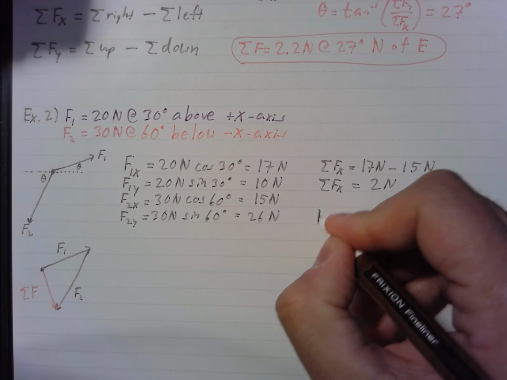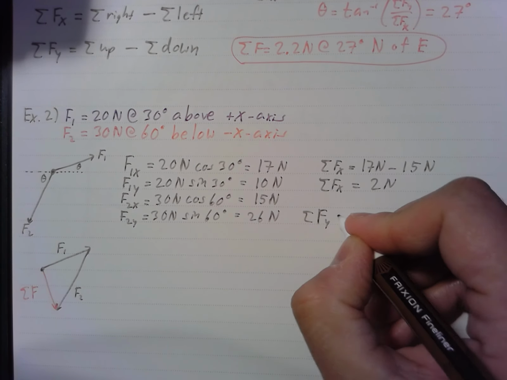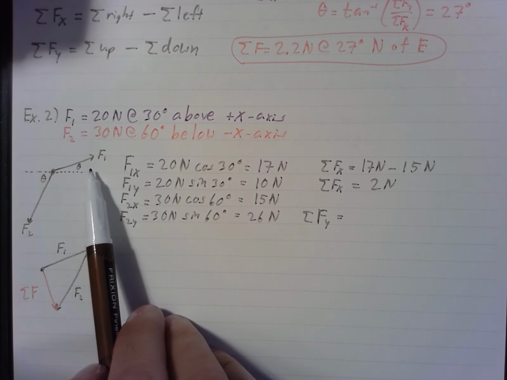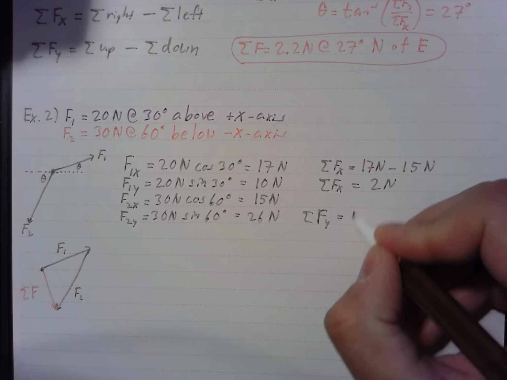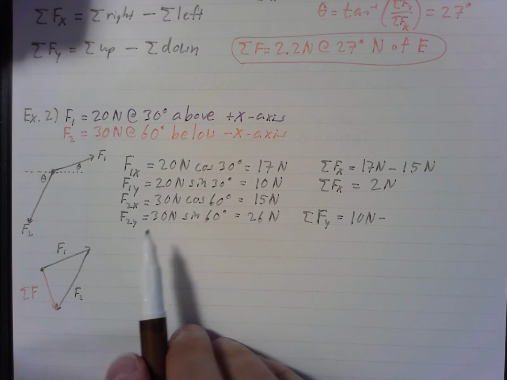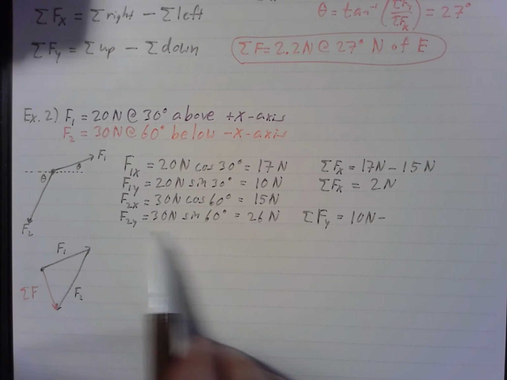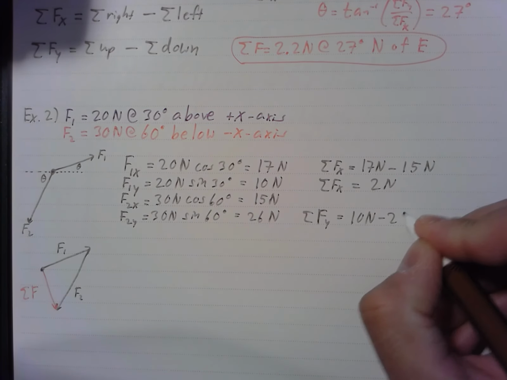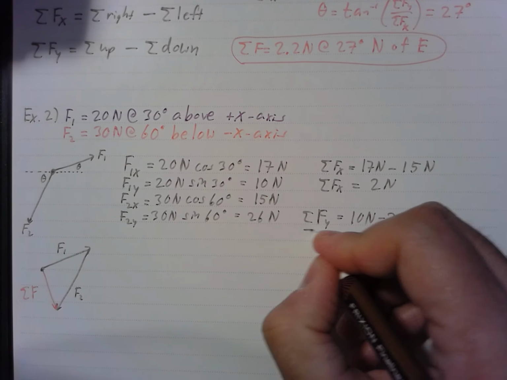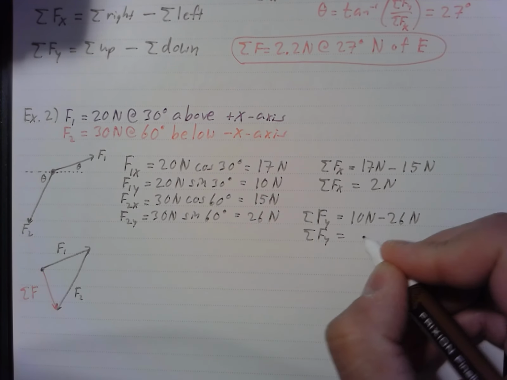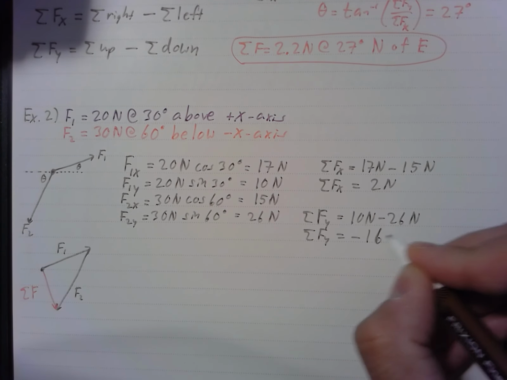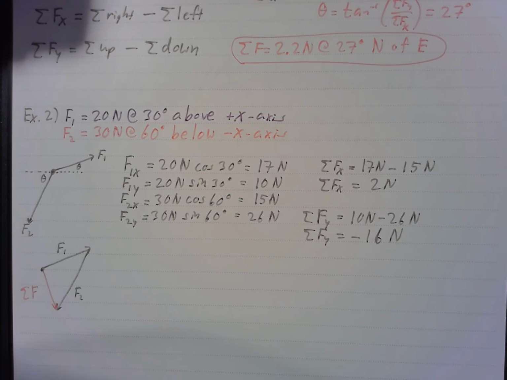Next up is the y direction. So net force in the y direction. My up force is going to come from F1, so that's going to be a positive 10. My down force is going to come from F2, and that's a negative 26. So in this case, my net force in the y direction is negative 16 newtons. So I can have a net force that's negative, and what that means to me is it's just pointed in the direction I've defined as negative. And in this case, down and left are those directions.